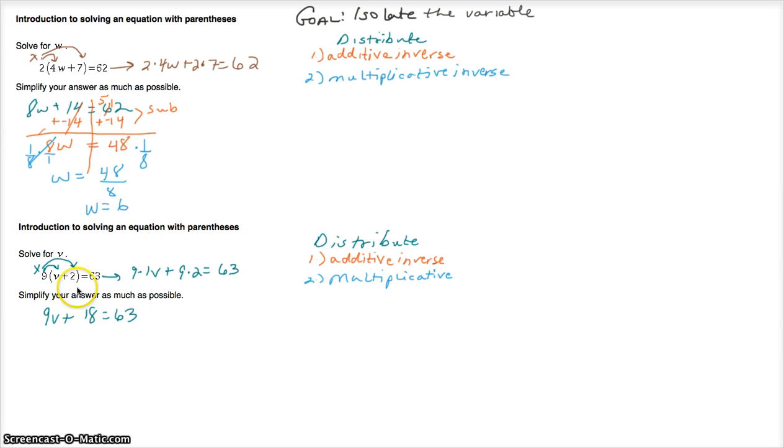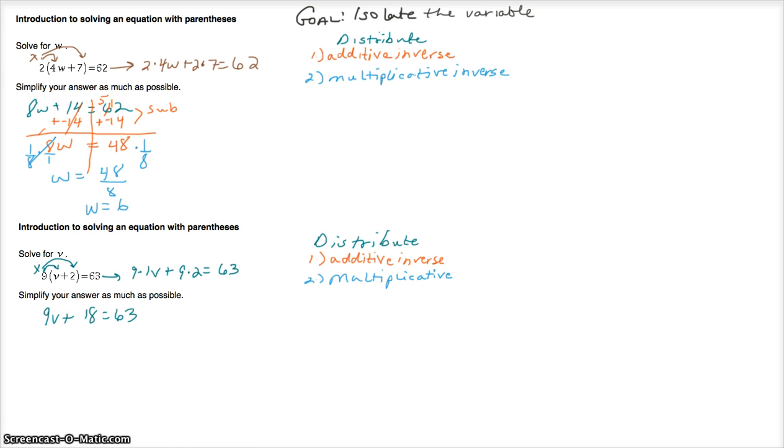This next example is going to work in exactly the same way. We have to isolate our variable v, but first we have to distribute so that we can get to our two-step equation. Once we've distributed, like seen here, we have 9 times 1v. Because there's just a 1v there, we put a 1 in front of it, plus 9 times 2 equals 63. And that leaves us with 9v plus 18 equals 63. Go ahead and take a second to pause and get this written down.